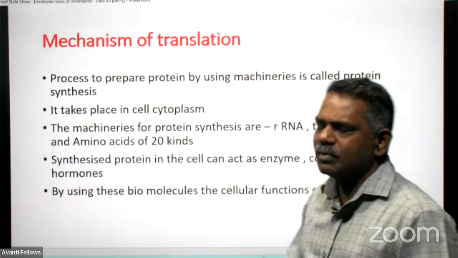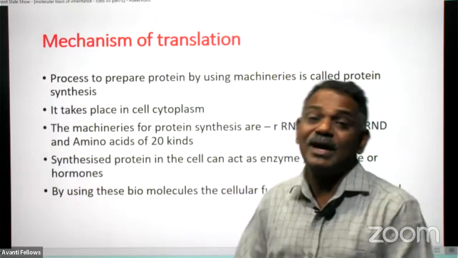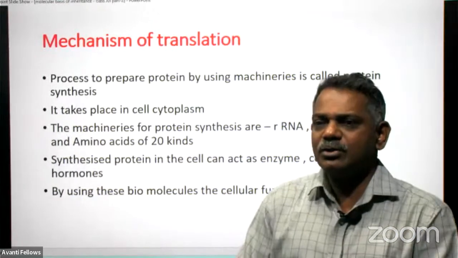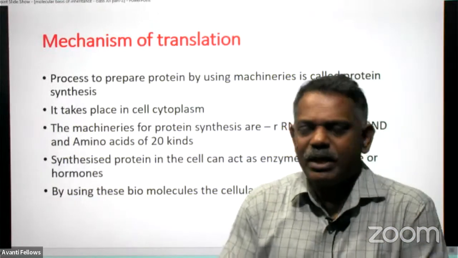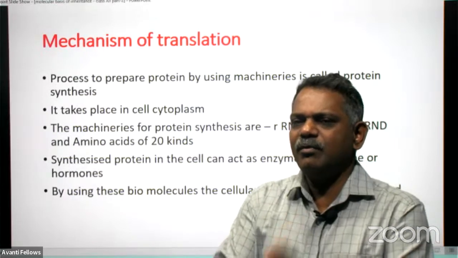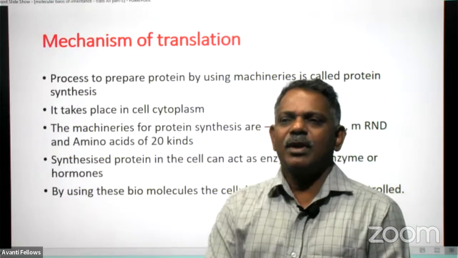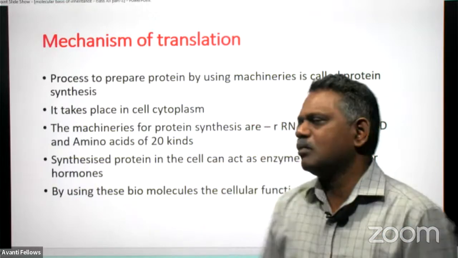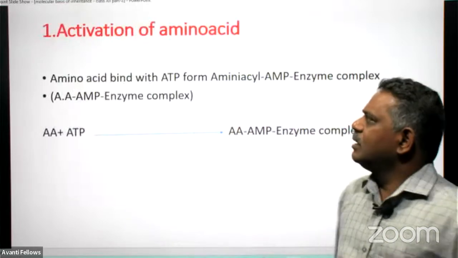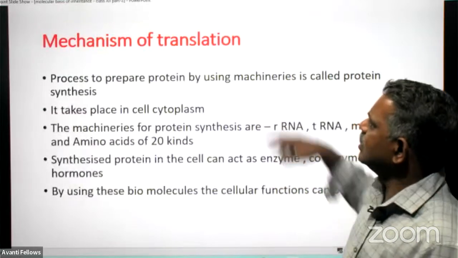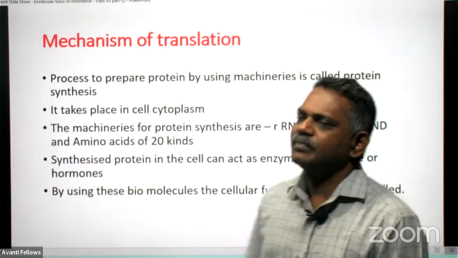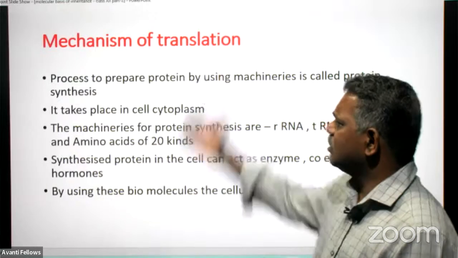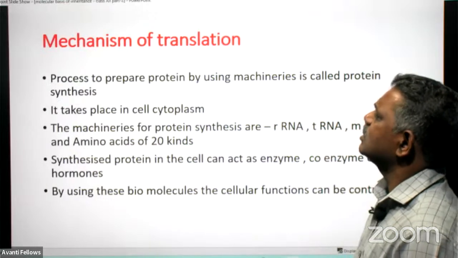And another one is amino acids. Amino acids are the real raw material for protein synthesis and for making proteins. And the 20 different types of amino acids are there. For every amino acid, we can find 2 functional groups, the amino group and the carboxyl group, right? And see the process or mechanism of translation. Translation takes place in the cell cytoplasm only because all the machineries are in the cell cytoplasm.